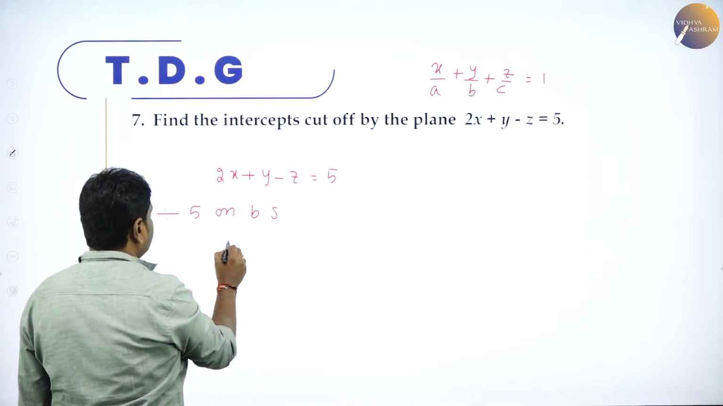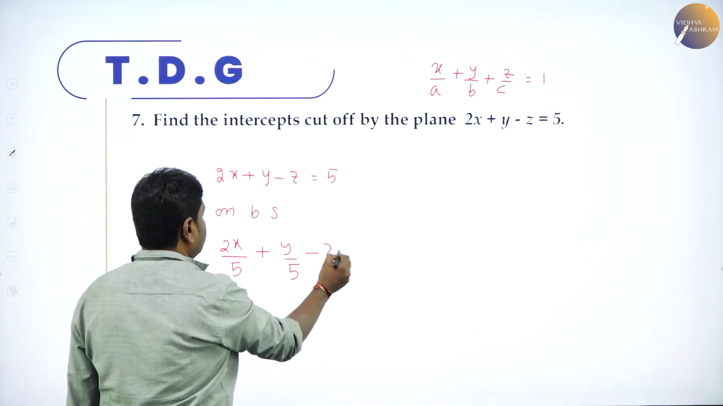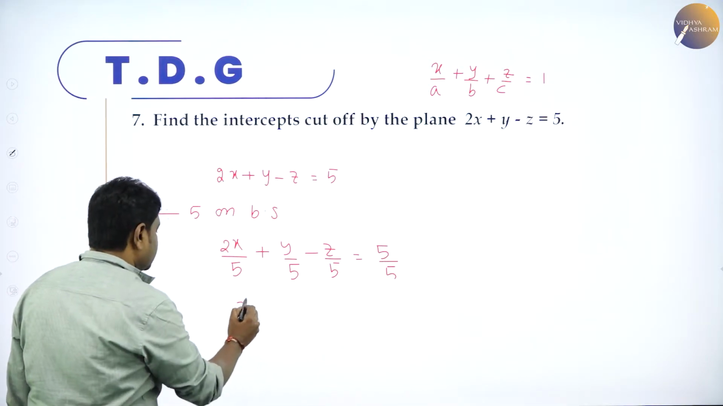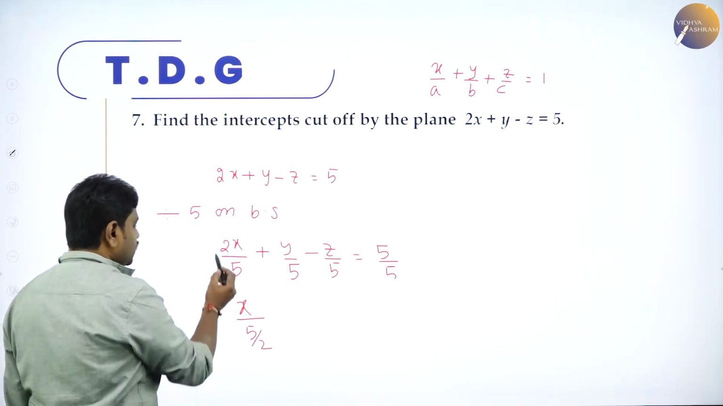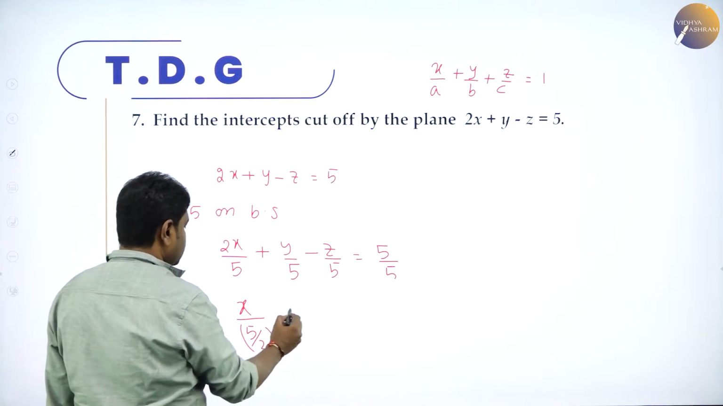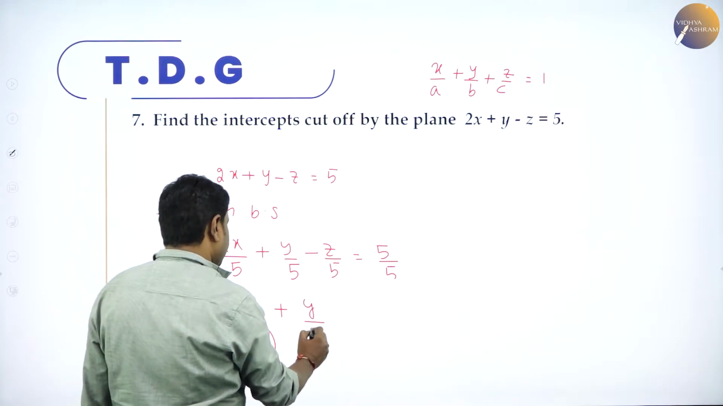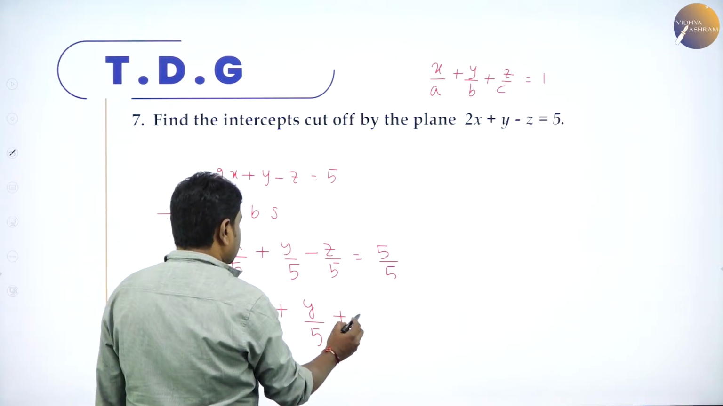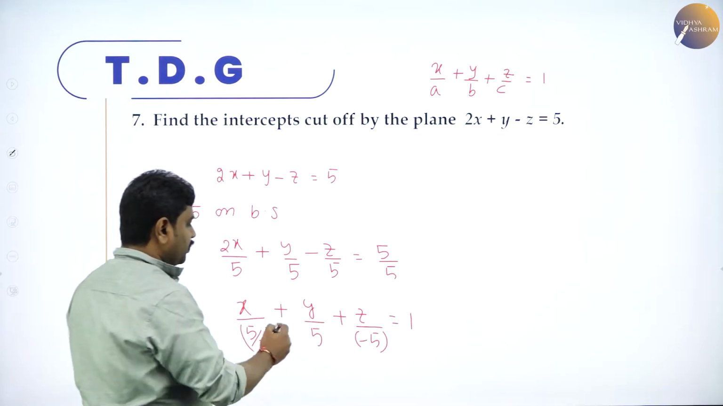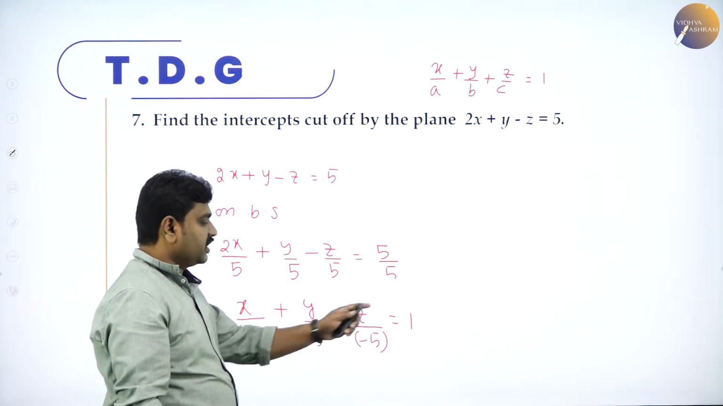If you do that, it will become 2x by 5 plus y by 5 minus z by 5 is equal to 5 by 5. Further, I can write this as x by 5 by 2, because 5 is not divisible by 2. So transfer it. Plus y by 5, it is in standard form. Minus, or z by minus 5 I'll write, because we want to compare it with intercept form. So x by 5 by 2 plus y by 5 plus z by minus 5 equal to 1.